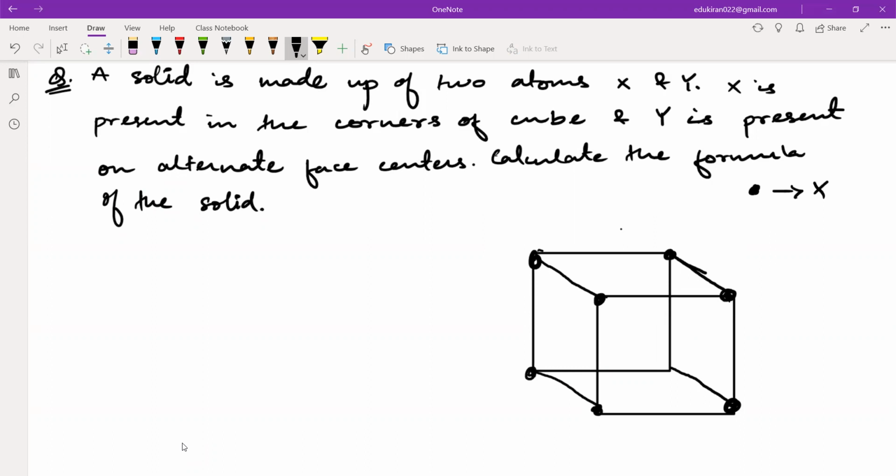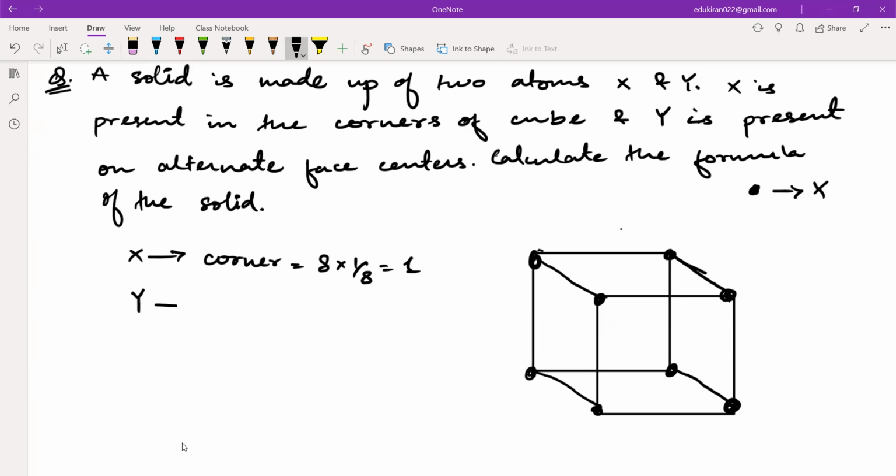Okay, so I think all of you can picture or imagine till here, right? That all the corner atoms are X, correct? Yes, sir. Okay, so you can directly write X is in the corner, which will give me 8 into 1 by 8, which is equal to 1.